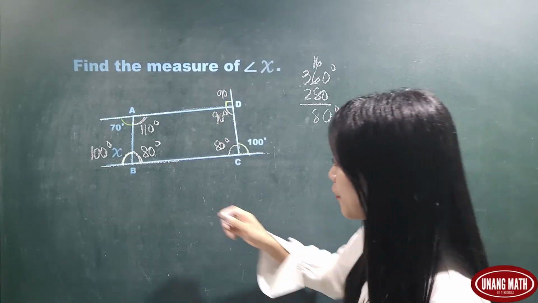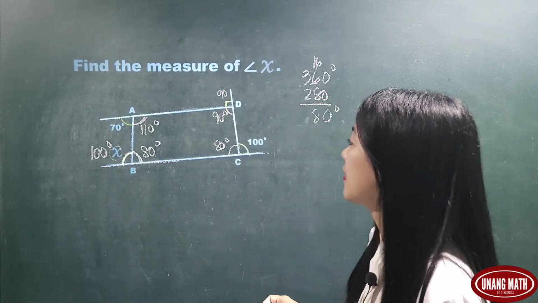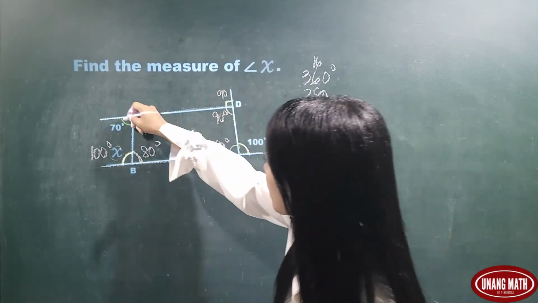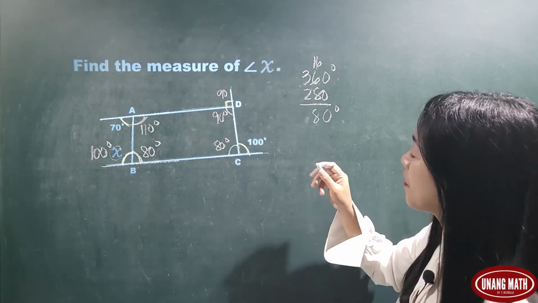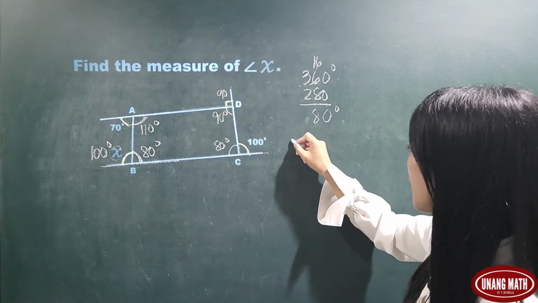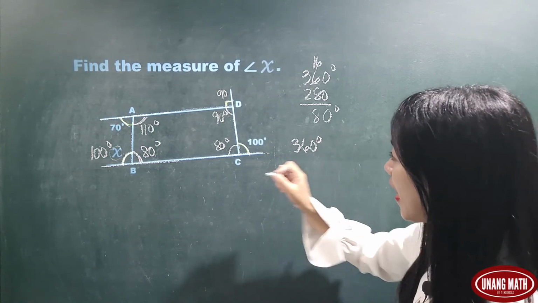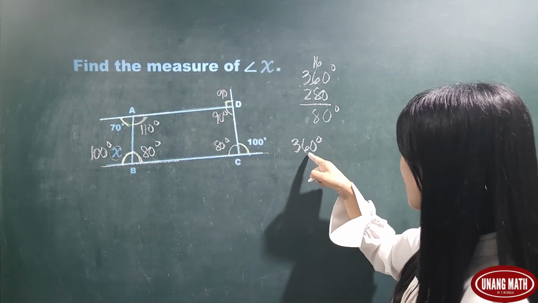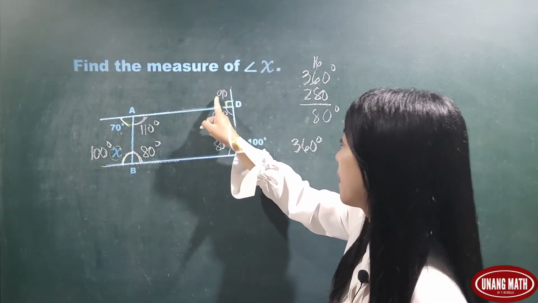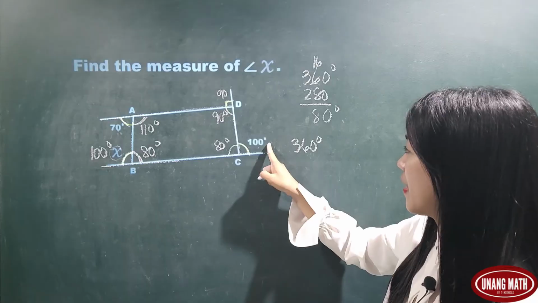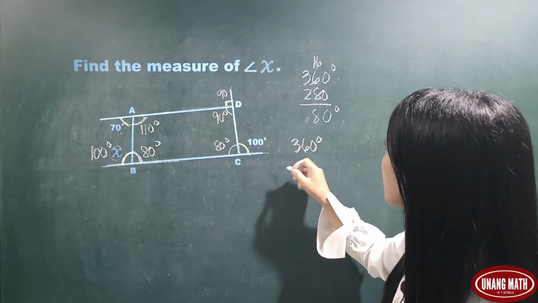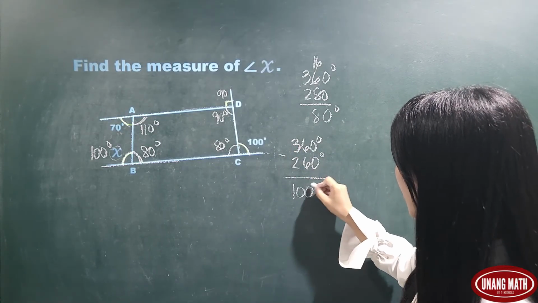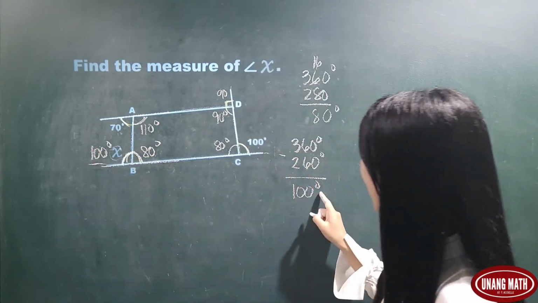Okay, another way to find the measure of this angle. Since all the given angles are exterior angles, and we know that the sum of the exterior angles of any polygon is 360 degrees, then add these exterior angles, and the sum must be subtracted from 360 degrees. So 70 degrees plus 90 degrees plus 100 degrees is equal to 260 degrees. So 360 degrees minus 260 degrees, then that means this is 100 degrees.